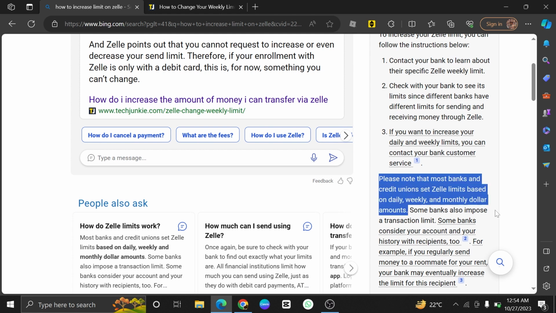The time it takes for approval may vary depending on your bank's policies and processes. Once your request is approved, confirm the new limits with your bank. They will inform you of the revised maximum amount you can send or receive via Zelle.